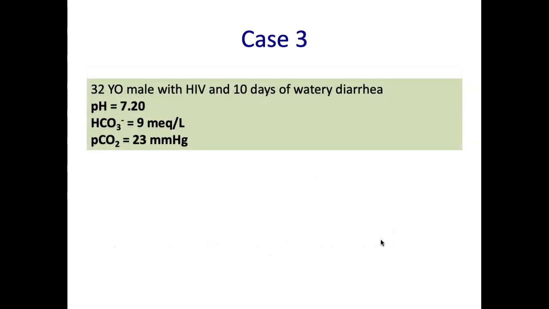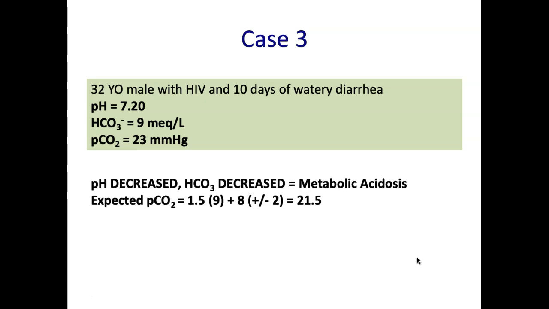All right, a 32-year-old male, 10 days of watery diarrhea. The pH, is it high, low, or normal? I'd say low. The bicarbonate, high, low, or normal? Low, 9 is low, normal is 24, remember? And the PCO2, is that high, low, or normal? That's low. Remember, a normal PCO2 is 40. So everything's low. What's that? pH is low, bicarb is low: metabolic acidosis.